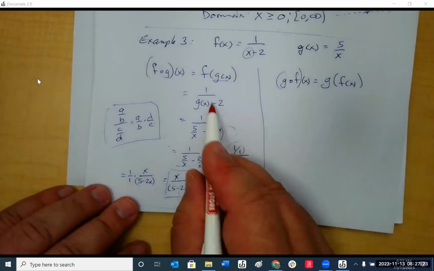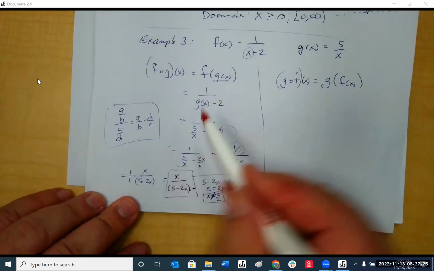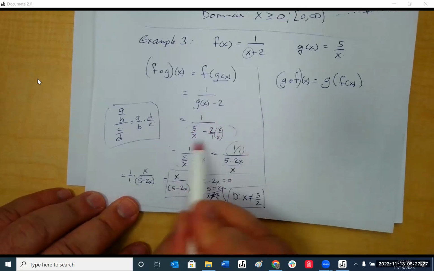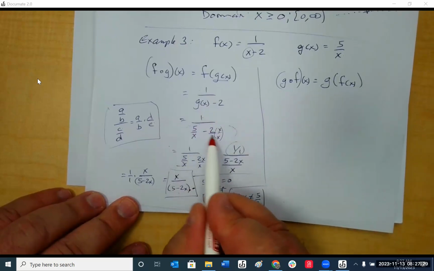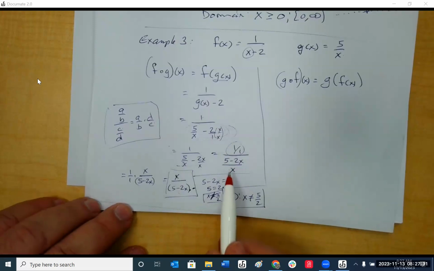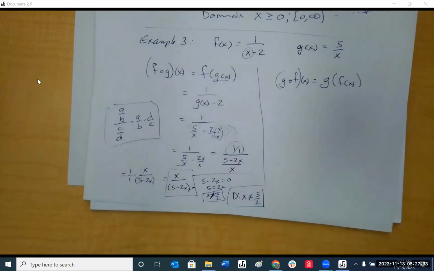Yeah, until here, I treated both top and bottom separately. The top is 1, the bottom is this fraction, 5x minus 2. Have to combine these two, get a common denominator. So again, it's all the rules of order of operations.